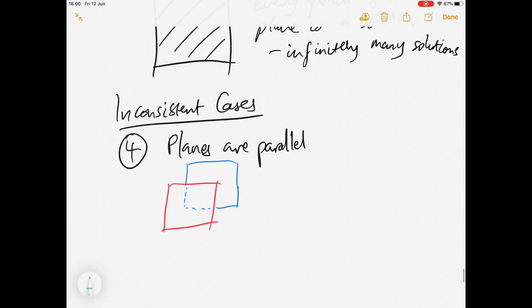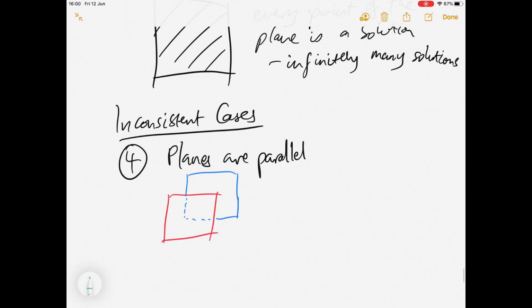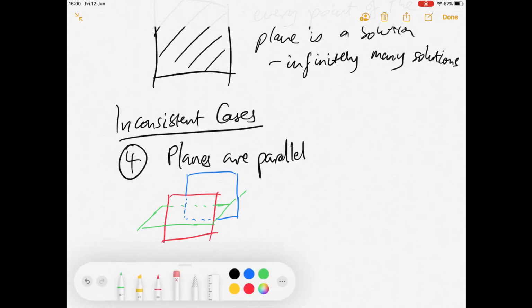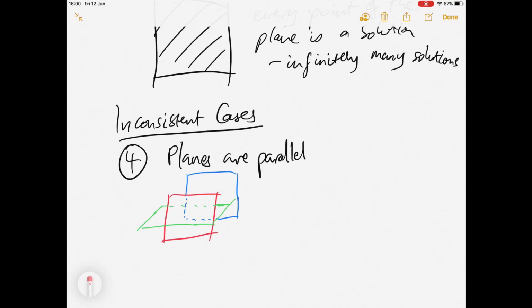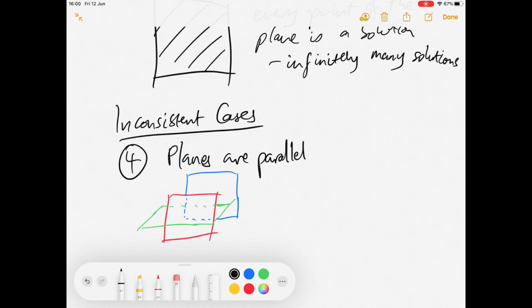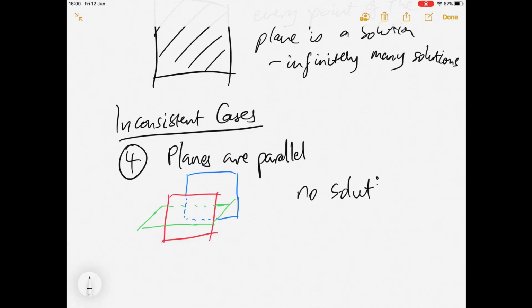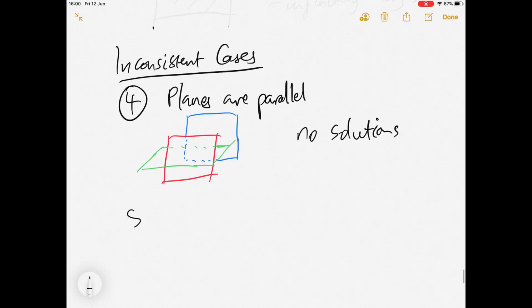There are no solutions because there are no points that lie on both the red and blue planes at the same time. So the third plane could be anything. I could draw it like this. It doesn't matter how I draw it. So here, there are no solutions. The system is inconsistent. That's what inconsistent means: no solutions.